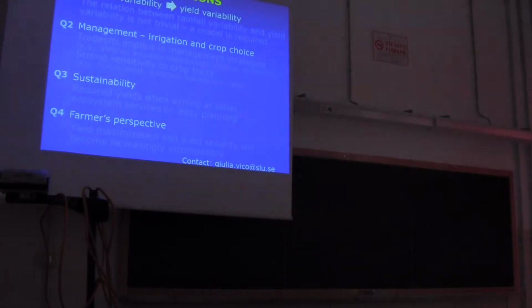So, to conclude, I've tried to answer, in different cases, 4 key questions. First, how do crops respond to rainfall variability? I've shown at the beginning that there is a non-trivial relation between average yield and its variability, that parabolic dependence with the maximum at intermediate standard deviation.